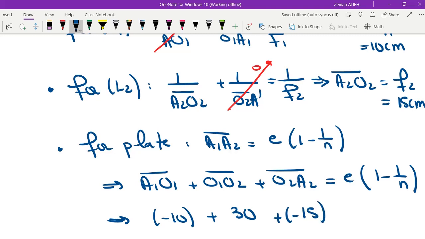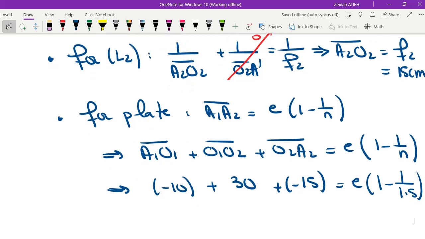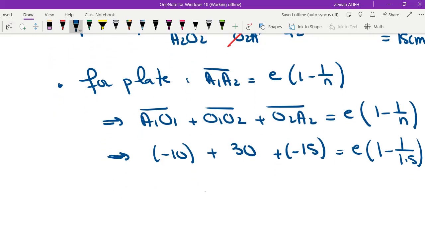Don't forget to invert the sign when the letters are inverted. It's equal to E times 1 minus 1 over 1.5. Calculate, and you will get E equals 15 centimeter. Everything was substituted in centimeter and the final answer is in centimeter. And this is for problem 7.